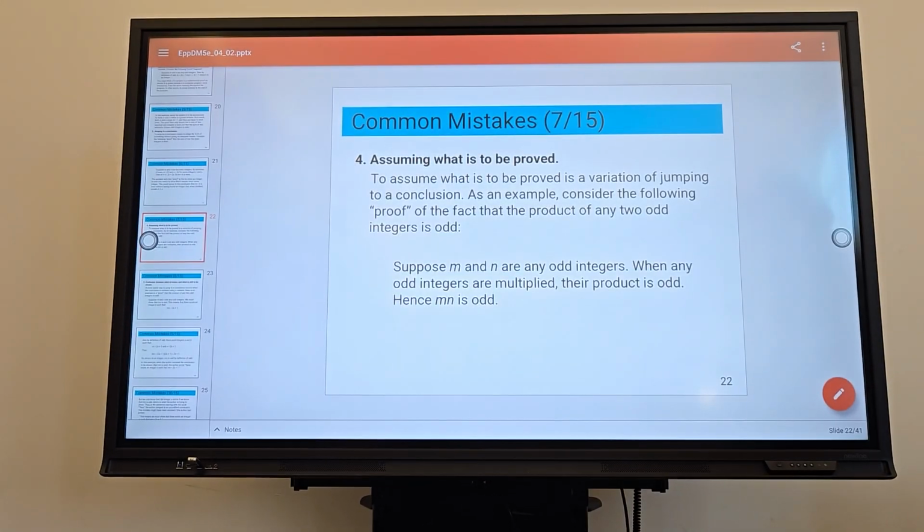Assuming what is to be proved. This is a variation of jumping to a conclusion. Suppose m and n are odd integers. When any odd integers are multiplied, their product is odd. Hence, m plus n is odd. You're assuming what you're trying to prove is already proved and just jumping to the conclusion at the end. It doesn't work that way. You've got to show the steps.